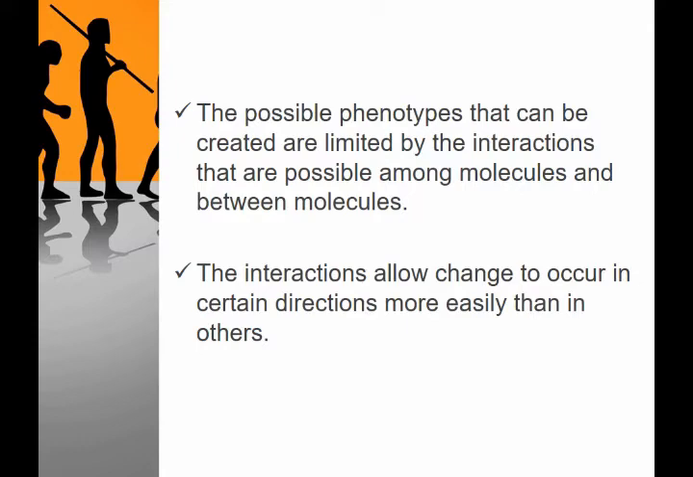So to this question, the answer is we must consider the constraints that development imposes on evolution. In living animals, the possible phenotypes that can be created are limited by the interactions that are possible among the molecules and between the molecules. So, this interaction of molecules is the one that allows change to occur in certain directions more easily than other factors.